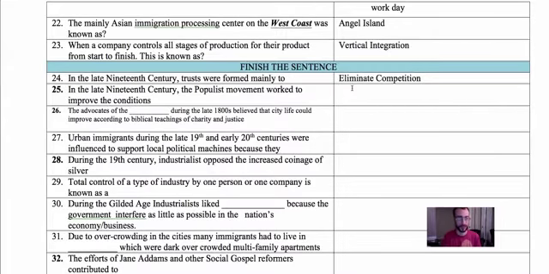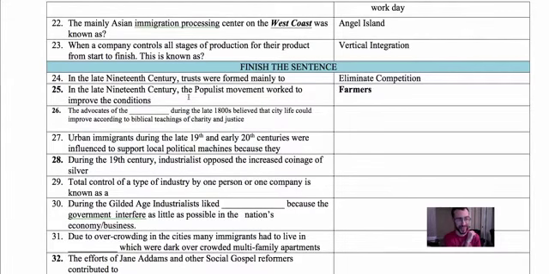Number 25. In the late 19th century, the populist movement were to improve the conditions of who? You think of populists, you think of farmers. Populists wanted to help out the farmers, and many farmers were populists. Not all populists are farmers, though.